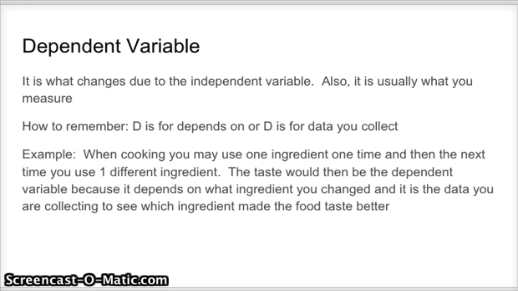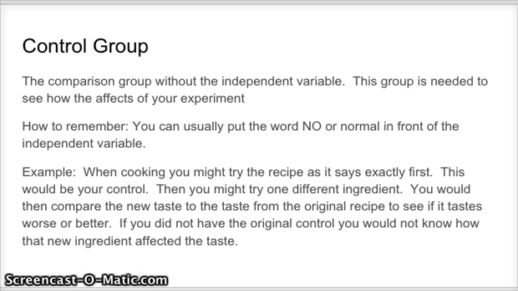All right. It's also usually what you measure. So you would measure the taste. You measure you beating the game by beating the game. You can measure if your baseball swing is working better, what you change about your baseball swing, by how far the ball goes or how much you hit, how often you hit the ball. All right. So again, it's what changes due to the independent variable. It's also what you measure, and how you can remember it is D is for depends, so it depends on the independent variable, or D is for data. All right, it's the data you collect. So when we talk about tables and graphs, it's always going to be the data that we collect on the experiment.